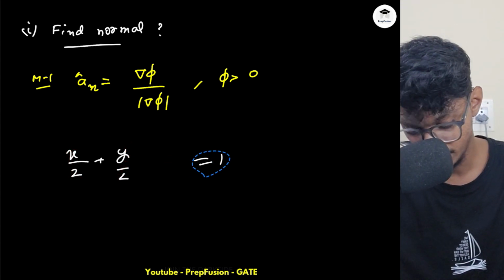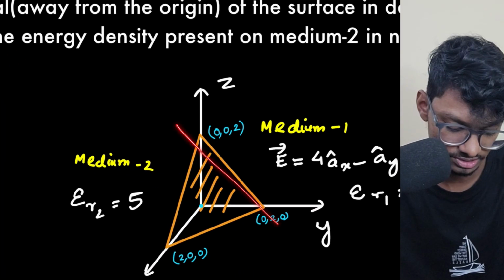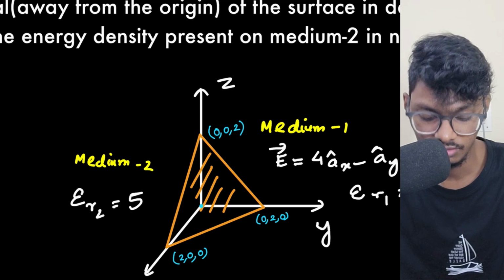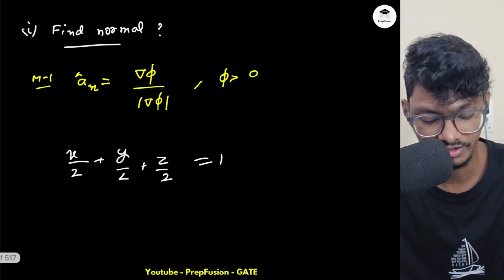Now the same, if I do it for the z plane as well, it will become z by 2, because this is symmetrical, and here also it is intersecting at 0, 0, 2, so that's why. But if you couldn't find out the plane, I will tell you an alternative as well, if you couldn't find out this equation.